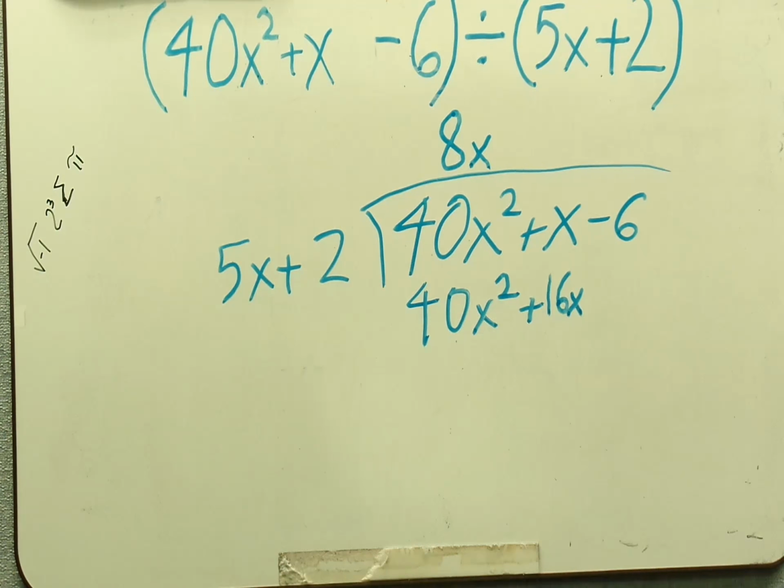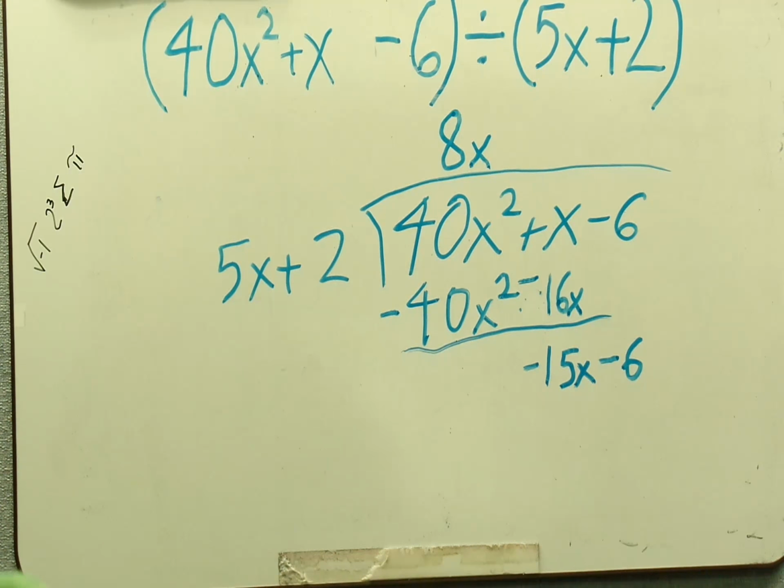You change the addition to subtraction in order to get the next line. 40x squared minus 40x squared is 0. Positive x minus 16x is a negative 15x. And then bring down the minus 6 from the top. And then you do it again.